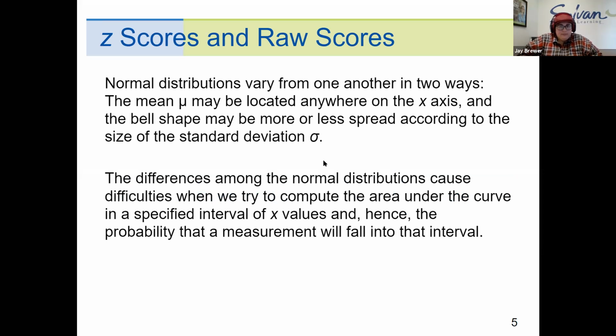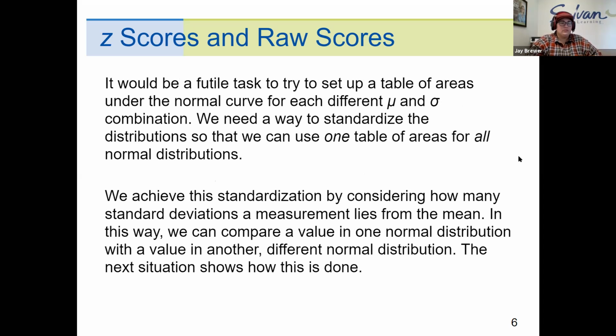Normal distributions vary from one another in two ways. The mean may be located anywhere on the x-axis, and the bell shape may be more or less spread according to the size of the standard deviation. The differences among the normal distributions cause difficulties when we try to compute the area under the curve in a specified interval of x values, and hence the probability that a measurement will fall into that interval. That's why the z-scores exist.